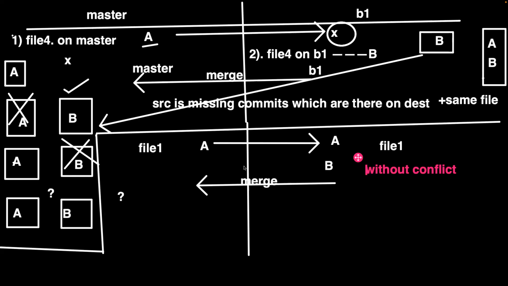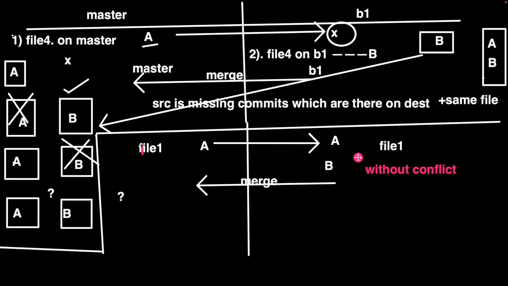So second scenario clear, everyone? Can you raise your hands if the second scenario is clear for you all? One second. In file one, both are same, right? In master and B1, the file one commit number will be different, right? Commit IDs will be different, right? They won't be same. Data might be same.